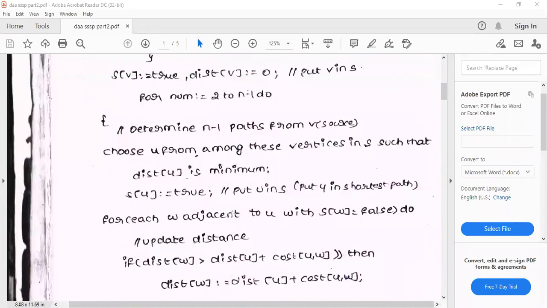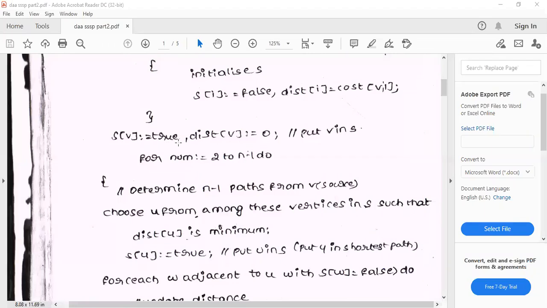So first we consider S of v equal to true, that means first we consider the source vertex. The source vertex is the first vertex. S1 equal to true means S1 equal to 1, and distance v equal to 0 means you are starting with the first vertex. So S1 equal to true, distance 1 equal to 0.